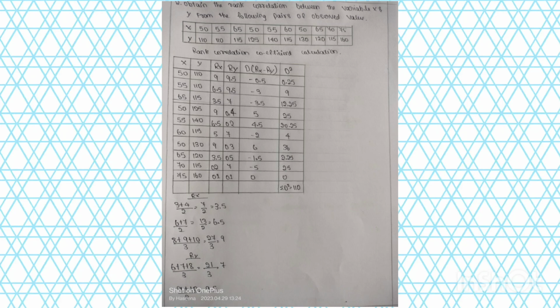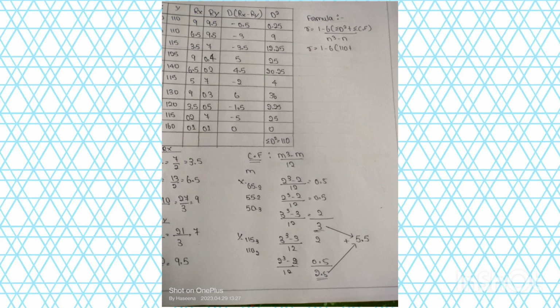Next, we will calculate the correction factor which will be needed in the formula. To find the correction factor, we will use the formula m cube minus m divided by 12. In x, we can see that 3 values have been repeated. One is 65, which was repeated twice. The other one is 55, which is repeated twice. And the last one is 50, which is repeated thrice. Now, we will use the formula and make it as 2 cube minus 2 divided by 12. We will get 0.5, and we will repeat the process, and for the 50 value we will do 3 cube minus 3 divided by 12 because 50 was repeated 3 times.